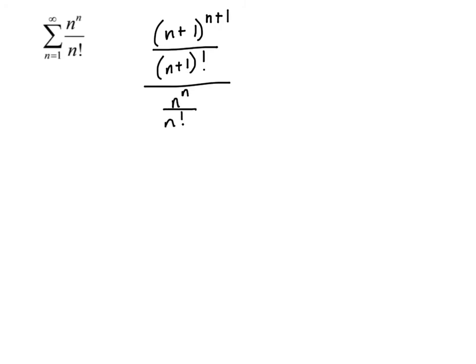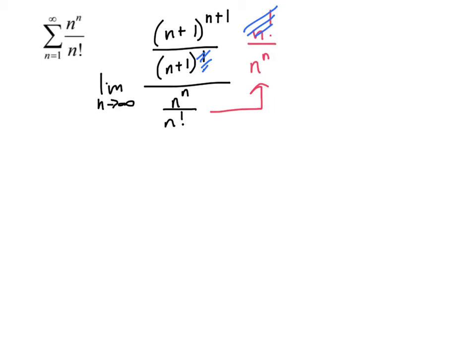Let's do one more. So here, let's start off with our next term. So we've got n plus 1 raised to the n plus 1 over n plus 1 factorial, divided by n to the n over n factorial. Limit as n approaches infinity. Well, this will cancel with everything factorial there, so it'll just be n plus 1.